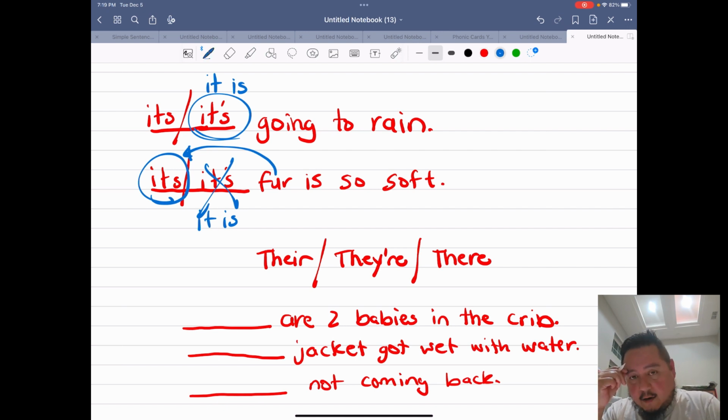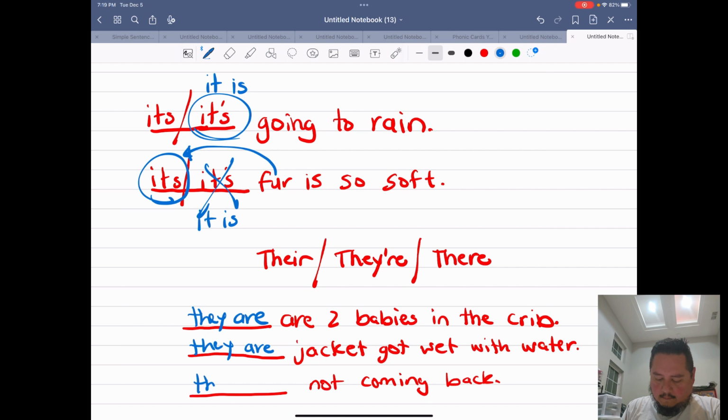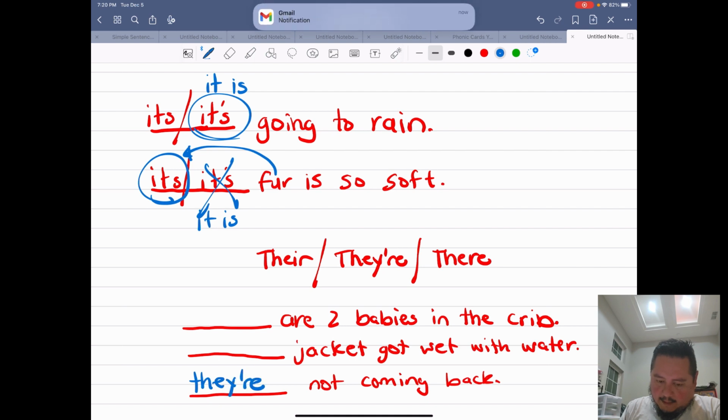Let's start with the they are. Let's just test they are. See which one is they are. Okay. They are two. Does that sound right? They are our two babies in the crib. That's already wrong. Nope. They are our jacket got wet with water. They are not coming back. Oh yeah, they are not coming back. So we found the they are. The they are is the last one. So we are gonna go ahead and write they are not coming back.